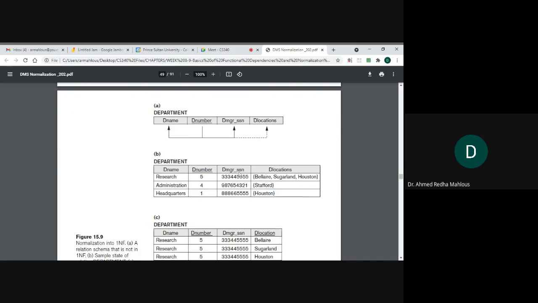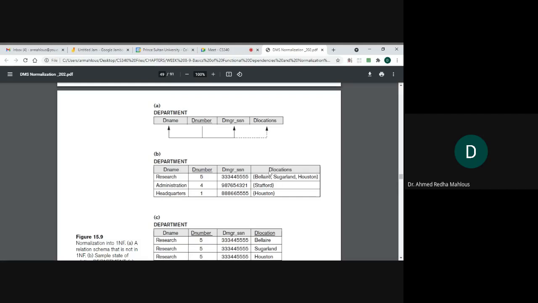We do have a problem because the location is not atomic. It doesn't have only one value. It can accept more than one value, like we did last time. Certification for an employee. An employee can have many certifications. So I cannot tell you, if I give you the SSN of that employee, that this employee has exactly this certification, because he has many certifications. So what is the solution?